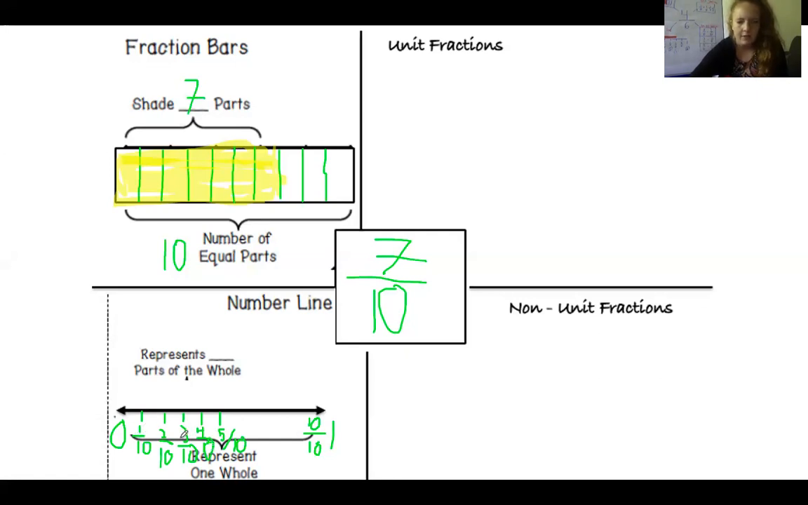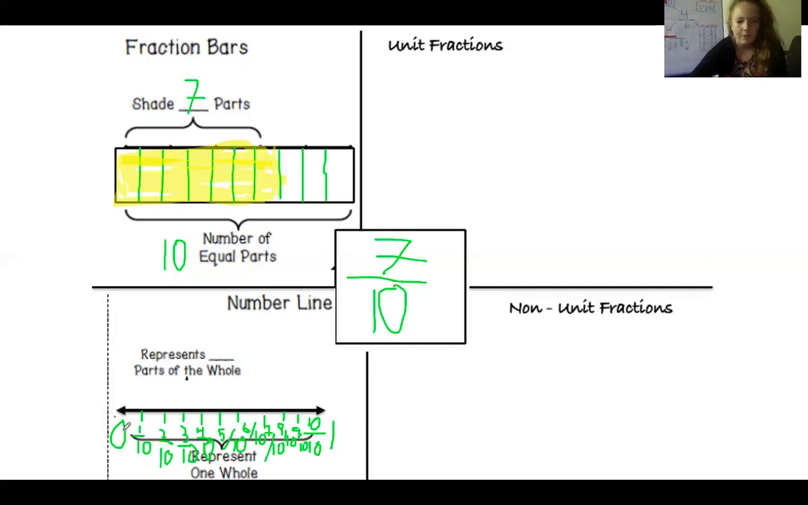So 1 tenth, 2 tenths, 3 tenths, 4 tenths, 5 tenths, 6 tenths. I'll do this one sideways as well so it fits in. This one would be 7 tenths. Here, 8 tenths. And then last but not least, because I already put my 10 tenths, this would be 9 tenths. Now you can already see that mine aren't perfectly equal, but what matters is that I've represented the whole.